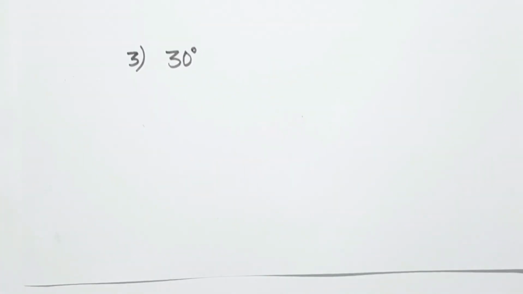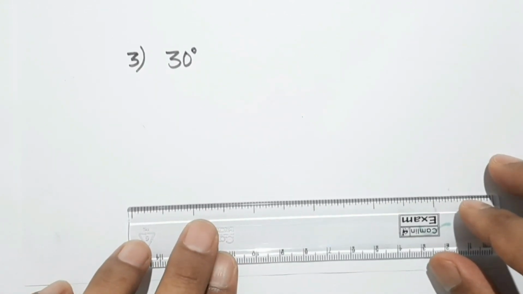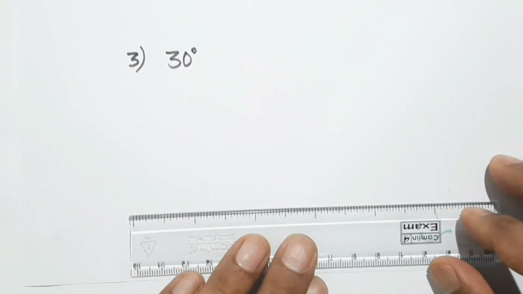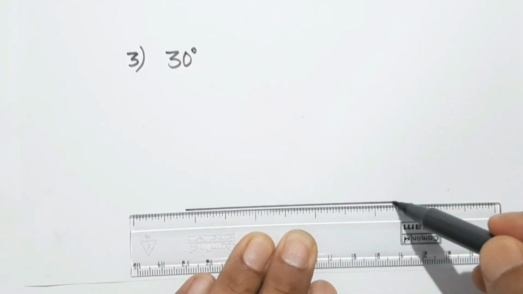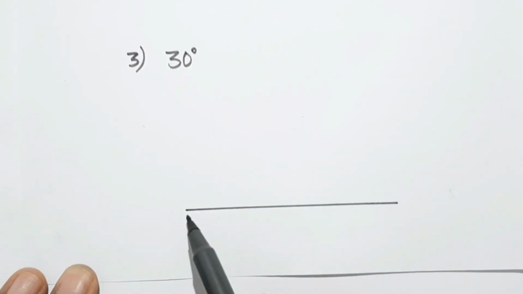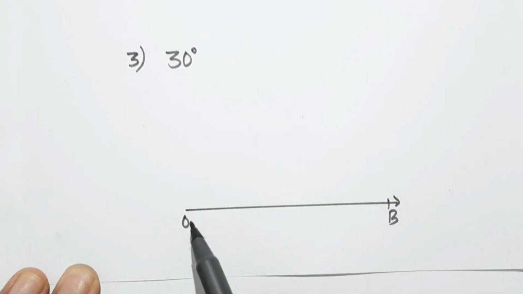Next, let us draw a 30-degree angle. Here also, first we are going to draw the base. So this is our base of the angle. I'll name this OB. Now first we'll take this O as a center.